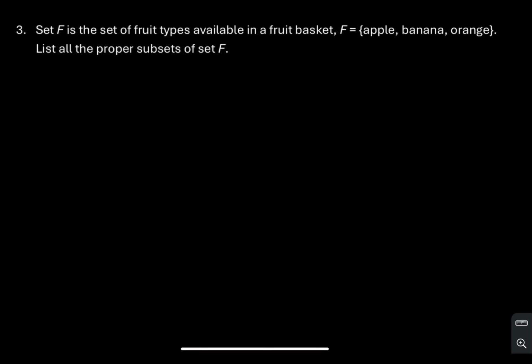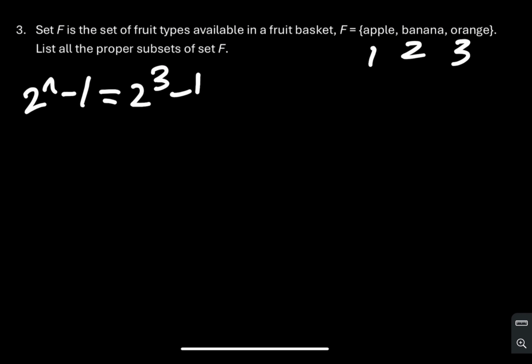So for this third problem, it says set F is the set of fruit types available in a fruit basket. Set F has the elements apple, banana, and oranges. List all the proper subsets of set F. We follow the formula, 2 to the n minus 1, and we have 3 elements in our set, so it's 2 to the third power minus 1. 2 to the third power is 8, and then minus 1, so it's 7. So there are 7 different proper subsets of set F that we need to write out.